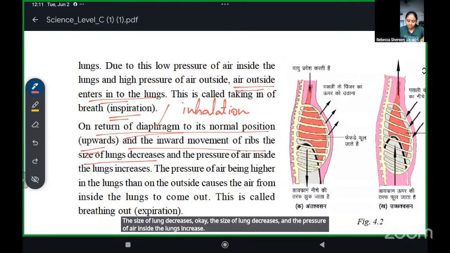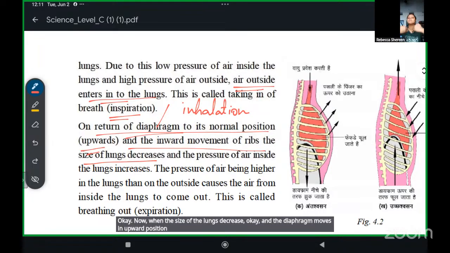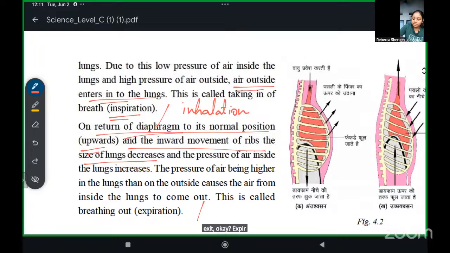Now, the pressure of air being higher in the lungs causes the air from inside the lungs to come out. When the size of the lungs decreases and the diaphragm moves to the upward position, we exhale. Expiration, or exhalation.